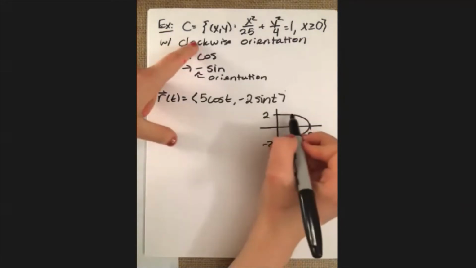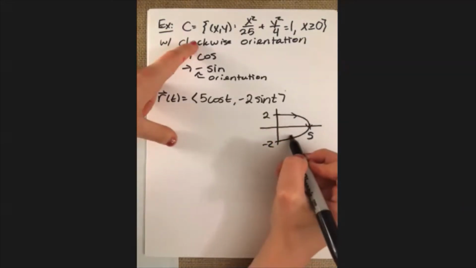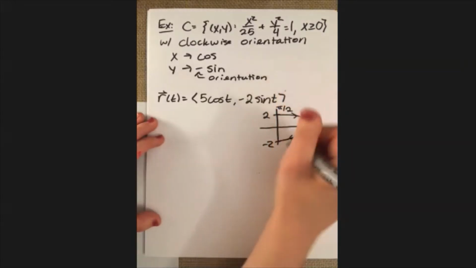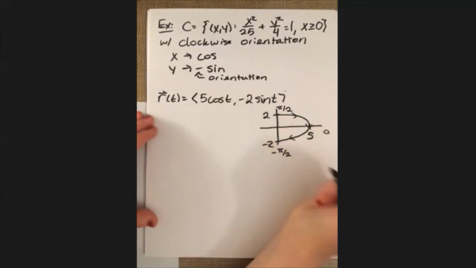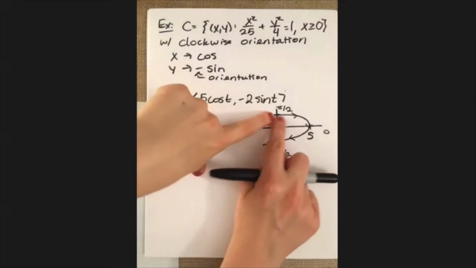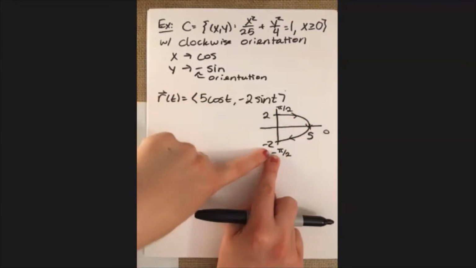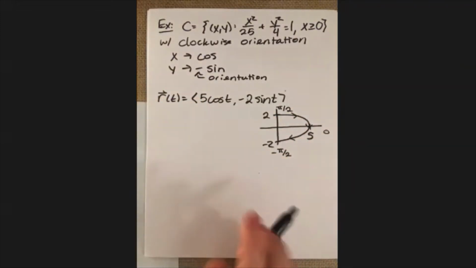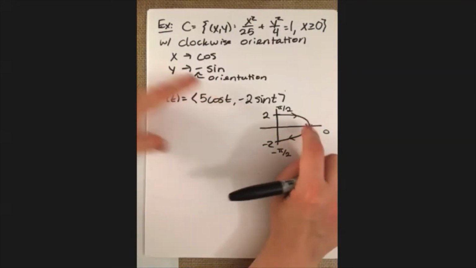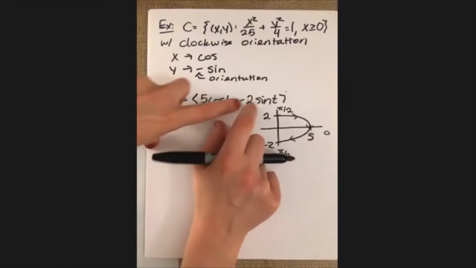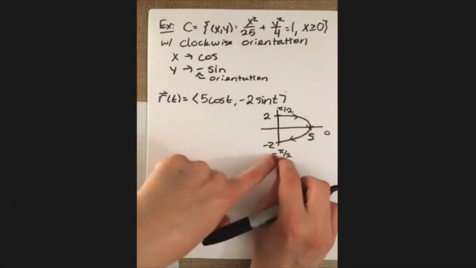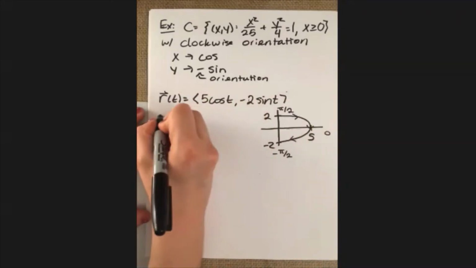And since we have a clockwise orientation, we're moving in this direction. And this is 0. We can do pi over 2 up here. Negative pi over 2 is down there. And it might be really tempting to say, okay, I'm starting up here at pi over 2 and I'm moving down to negative pi over 2. But the moving backwards part is already taken into account by flipping the orientation right here. So we actually can just simply say that t is moving between negative pi over 2 up to positive pi over 2.